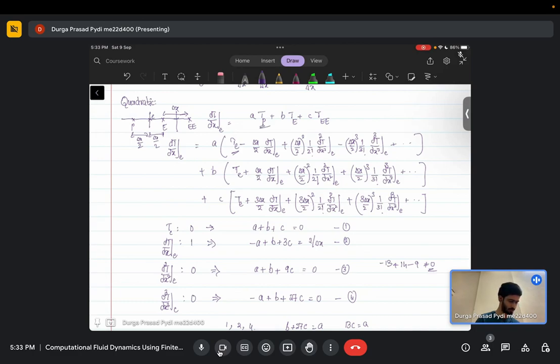So Tp is essentially written in terms of Te, so that is Te minus this, and then T east can be written in terms of plus delta x by 2. And T double east can be written as delta x by 2 plus delta x, that is 3 delta x by 2 times dT dx. Coefficient of T should be 0, and dT dx should be 1. That gives us minus a plus b plus 3c equal to 2 over delta x, and the other coefficient should be 0. So I think we have to stick with the same thing.